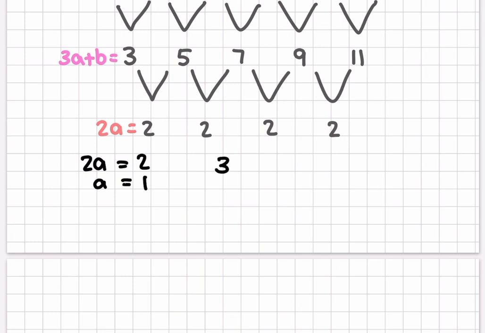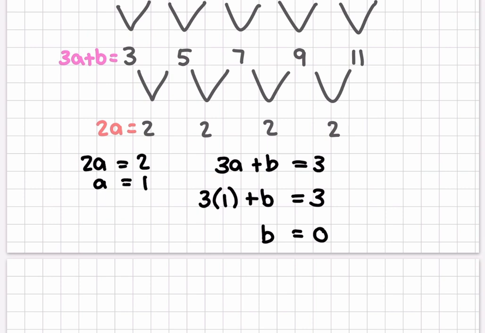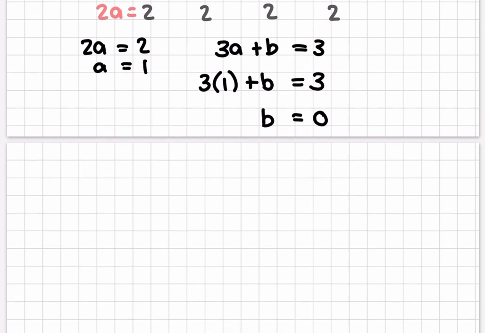Then we have 3a plus b is equal to 3. Now we've already solved for a, so we can sub it into there. We're going to say 3 times 1 plus b is equal to 3. We're going to subtract 3 on both sides and we end up with b is equal to 0. One thing to note is that b and c can equal 0, it's just a cannot be equal to 0. If a was equal to 0, then it wouldn't be quadratic. Then we're going to move on.